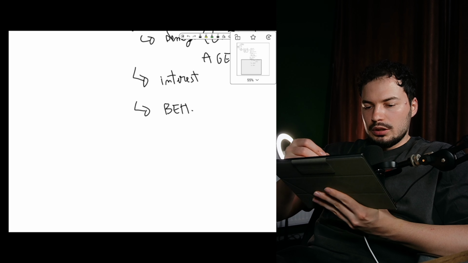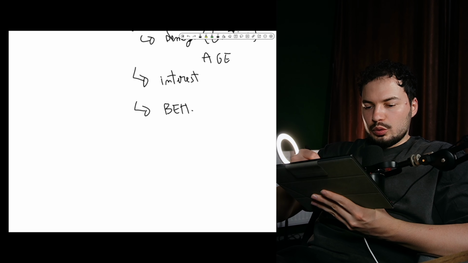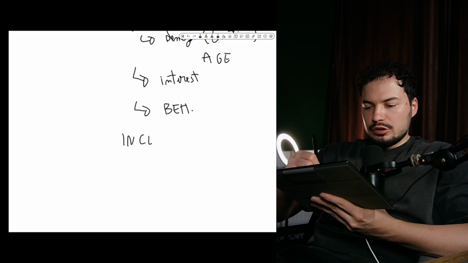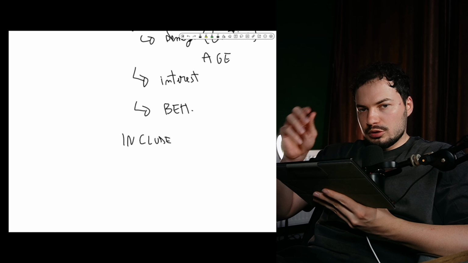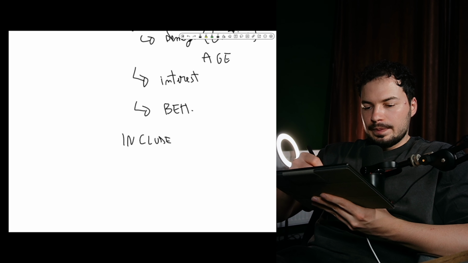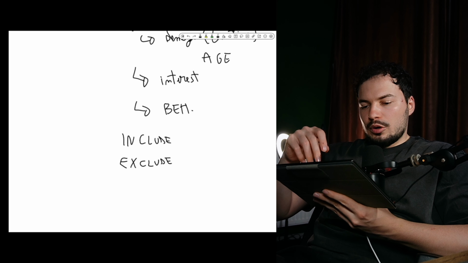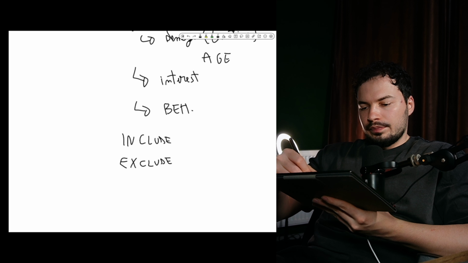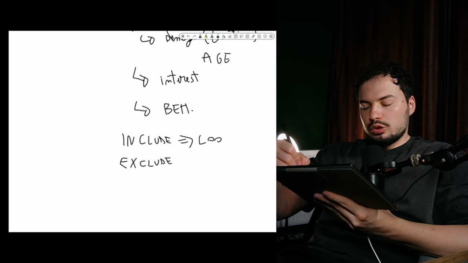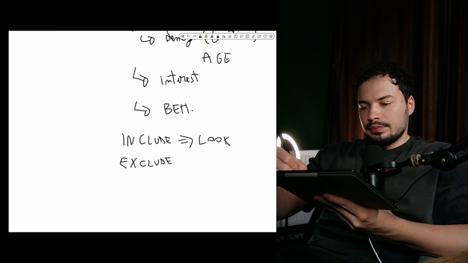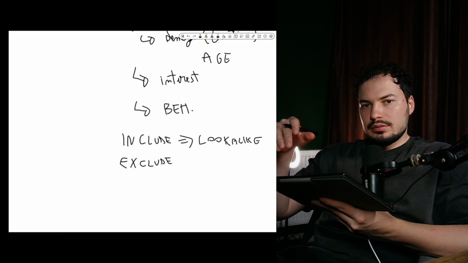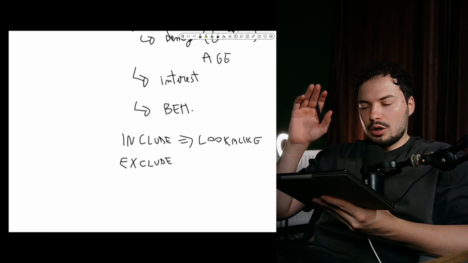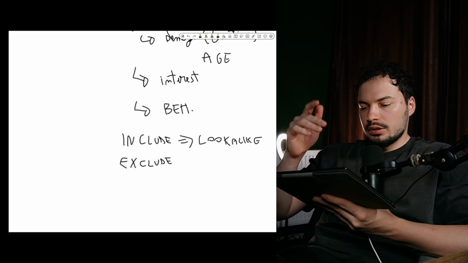Also, don't forget to include, because you can also include and exclude custom audiences. Now, when I'm talking about including an audience, just use lookalike, or don't use it at all. If you have a lookalike audience, use it. If you don't have a lookalike audience, don't add that. If you don't know what a lookalike audience is, buy my course.